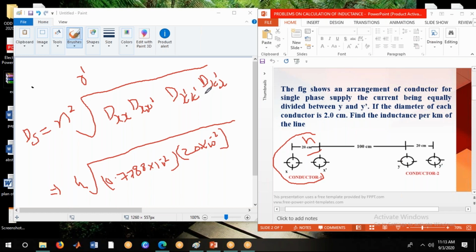Next dx dash x dash is also a self distance, right? So 0.7788 into 10 power minus 2. This is the r dash value which we have already found out. Next, the distance between x dash to x is the same value, 20 into 10 power minus 2. Find the value of ds. I need the answer in terms of meters.